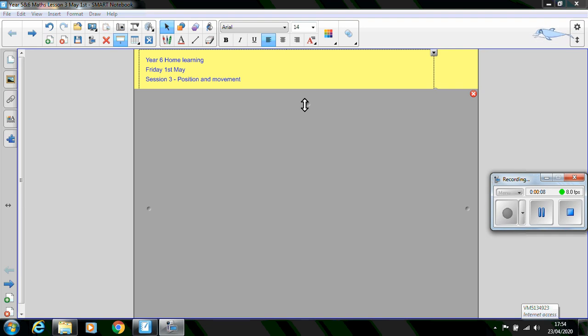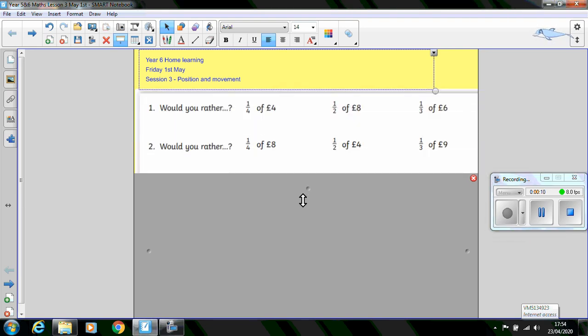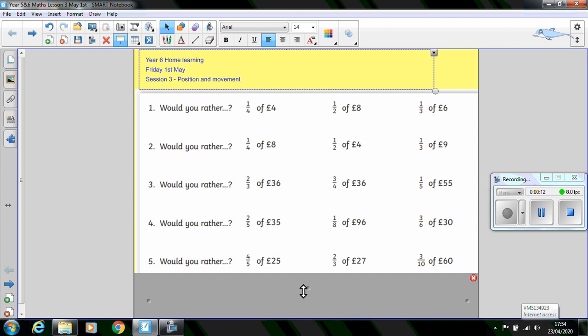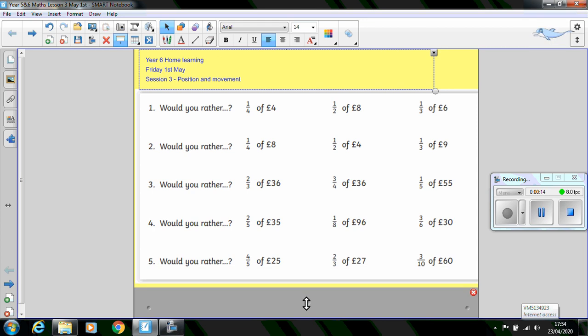And to start with, I've got a few questions on fractions that we're going to have a go at to begin the lesson. Today, it's all about fractions of amounts. And there are a number of questions that ask you, would you rather a quarter of £8, a half of £4, or a third of £9?